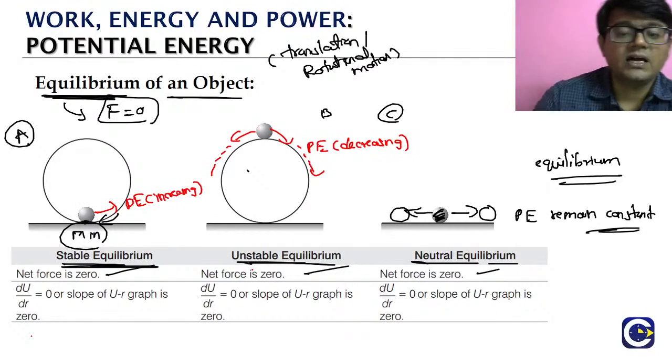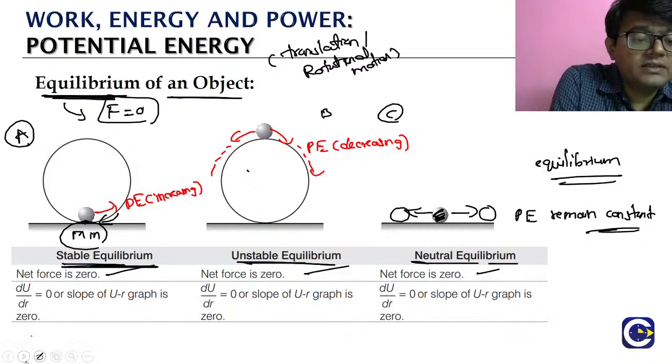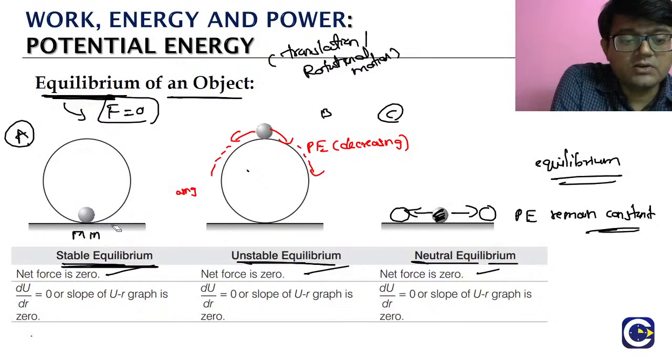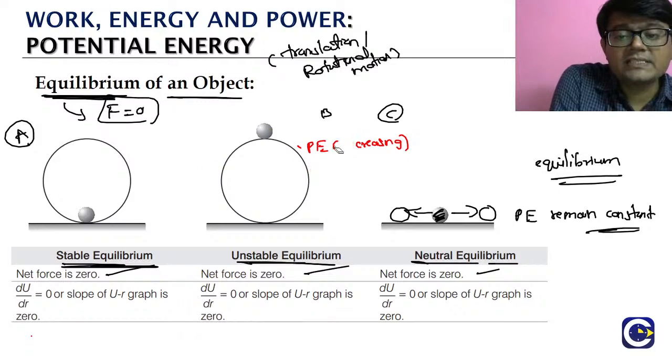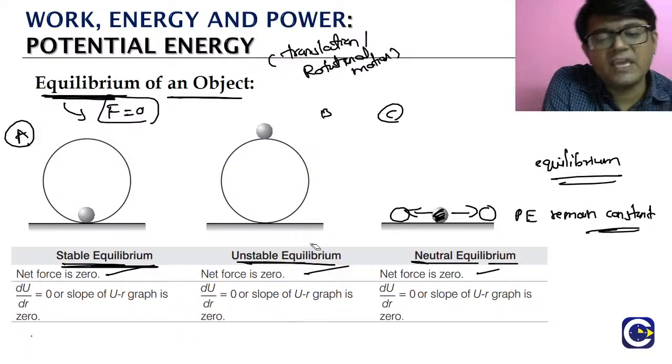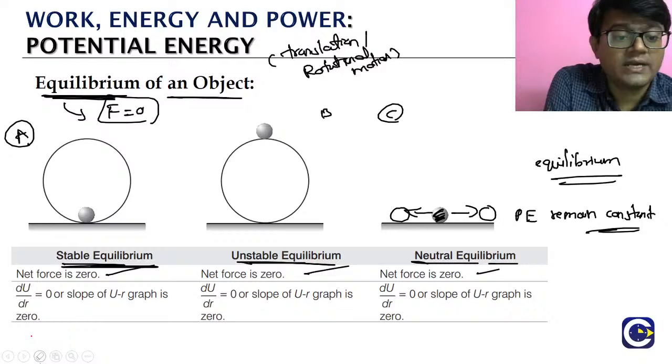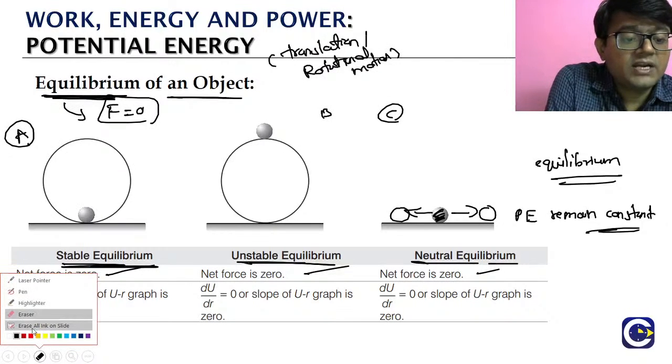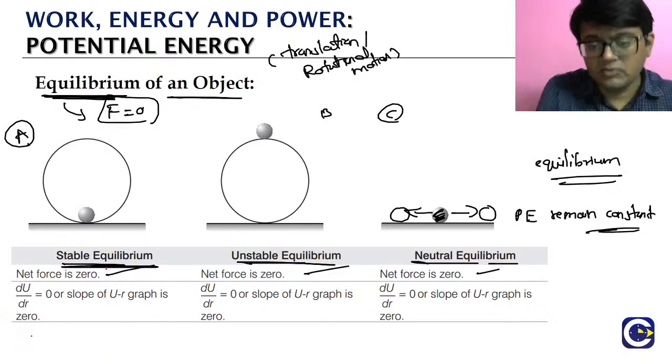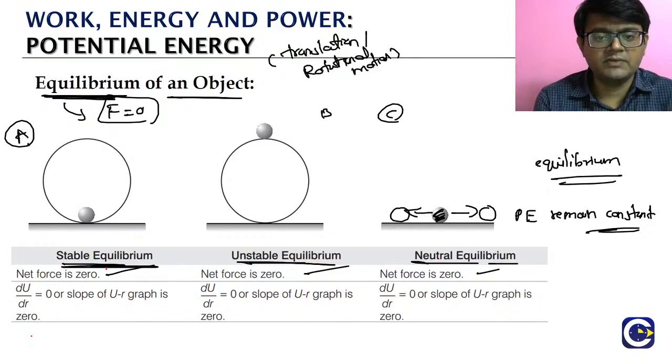So here, when we give a displacement from the equilibrium position, the object has a tendency to go away from the equilibrium position. So we call it what? Unstable equilibrium. Unstable. If we disturb it a little, it will keep going away.